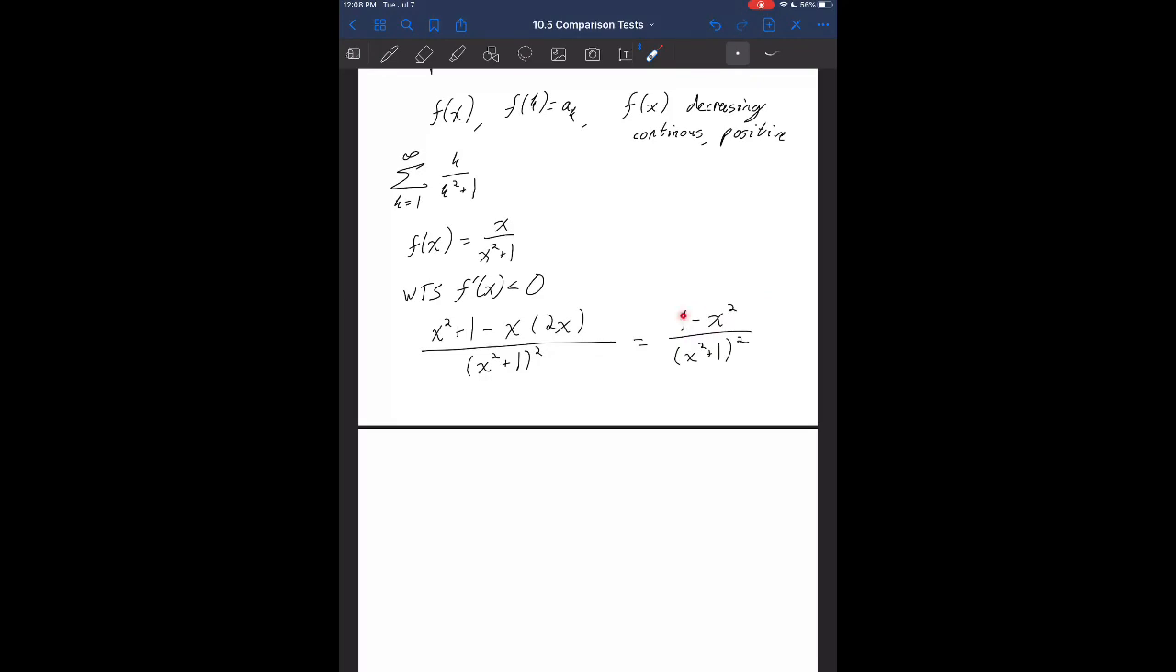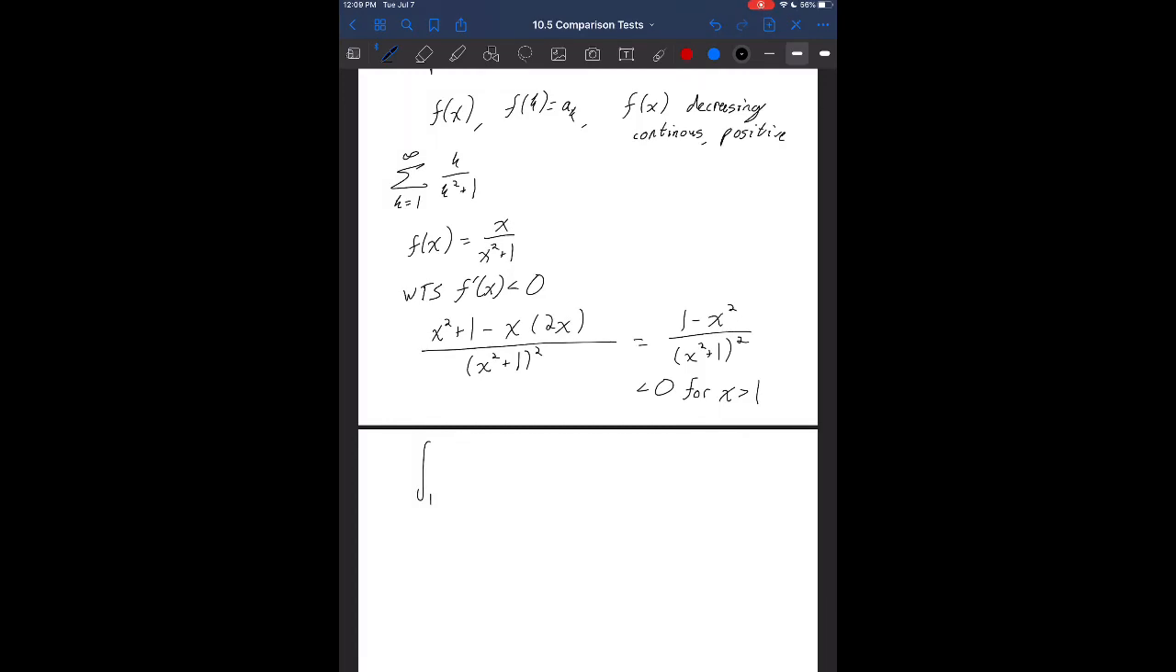Now, this top part, as long as my x is bigger than 1, right? I have 1 minus something that's going to be much bigger than 1, so the top part will be negative. And because the bottom part is squared, it will always be positive. So negative divided by positive is going to be a negative. And so this is going to be less than 0 for x greater than 1. And so this means we can actually use the integral test for this value.